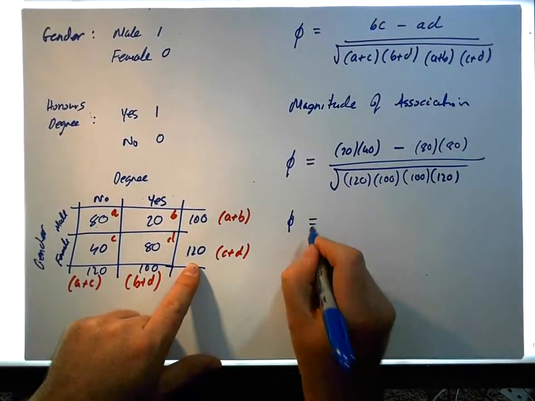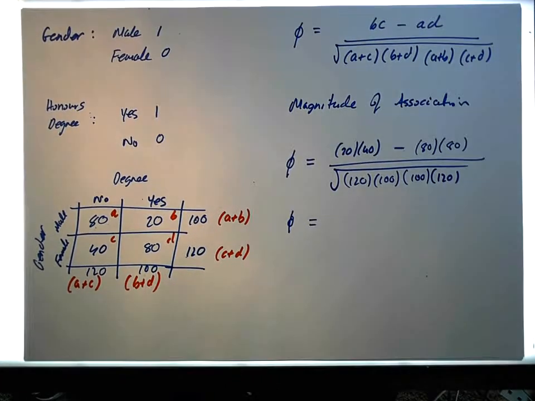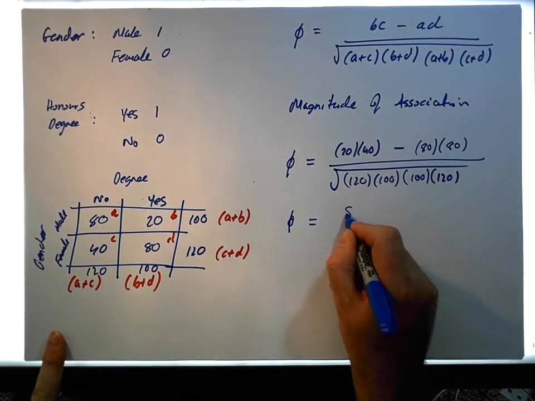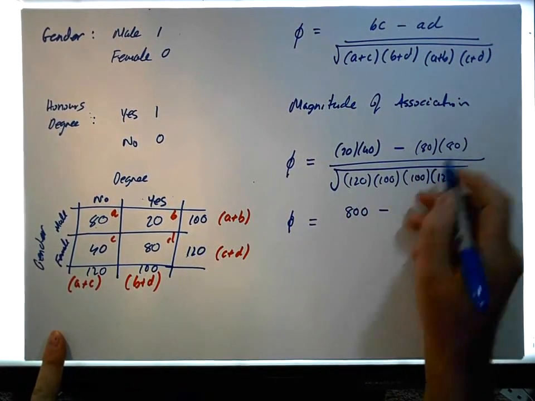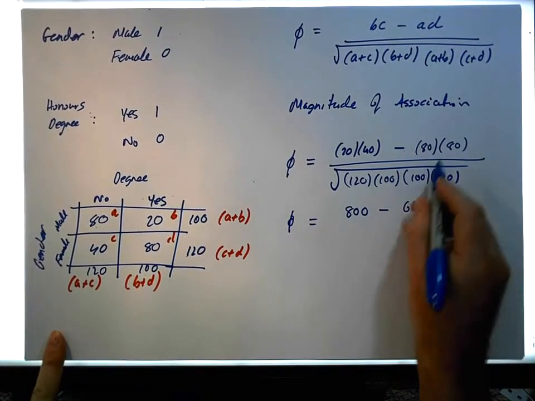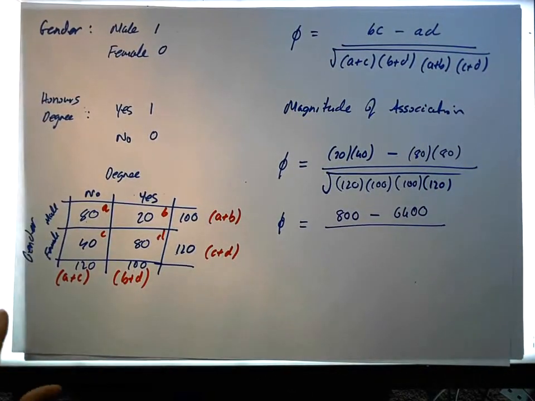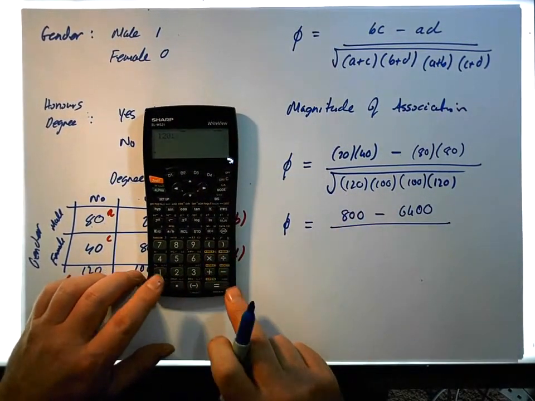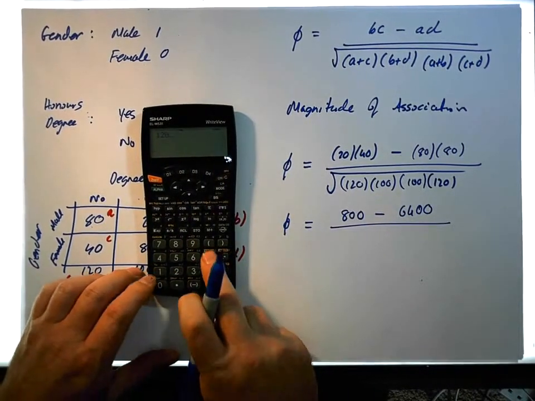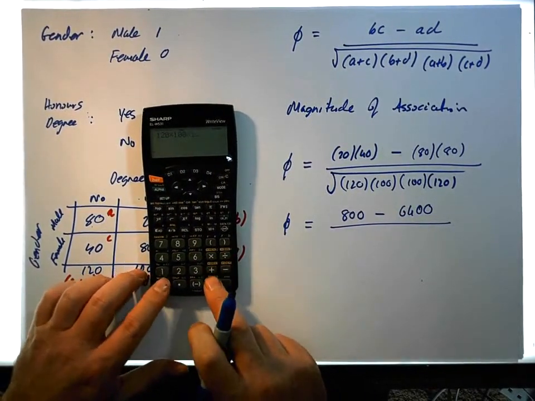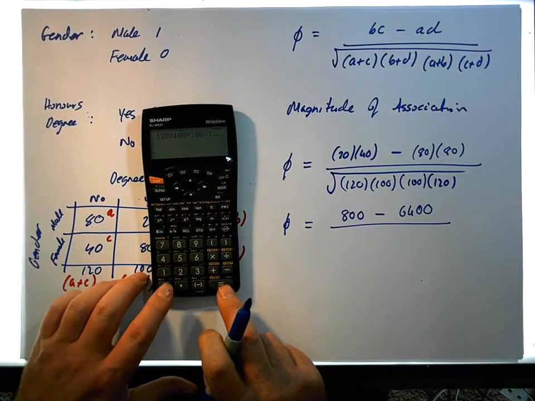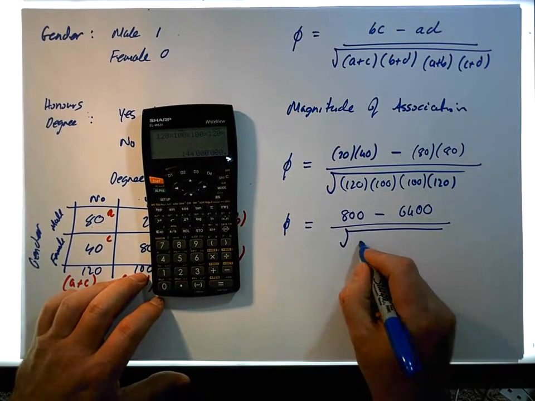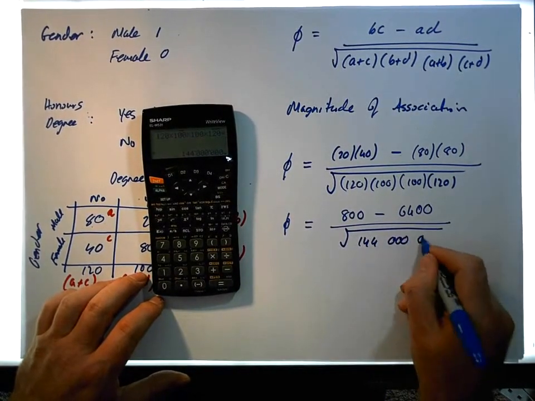So now, phi is equal to, well, what have we got here? We've got 800 here, so that's 800 minus 6,400, divided by the square root of 120 times 100 times 100 times 120, which gives us a big number, 144 million. So that's the square root of 144 million. Keep that in mind.